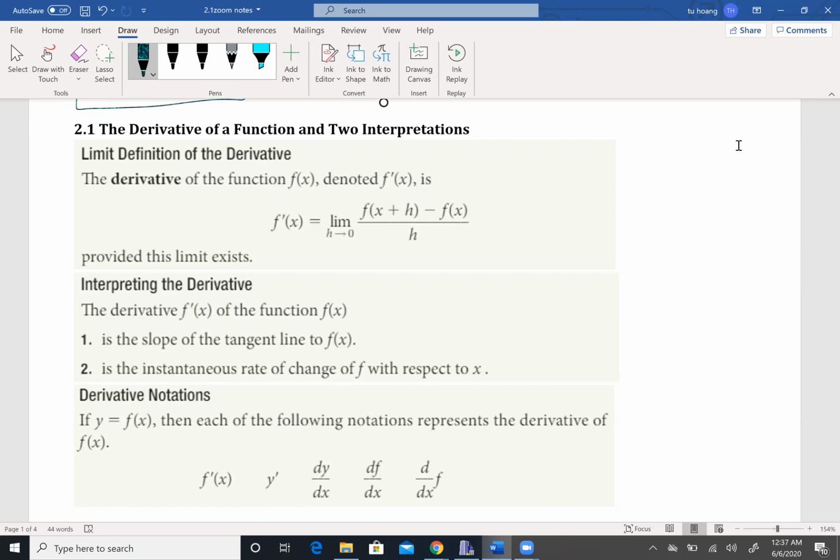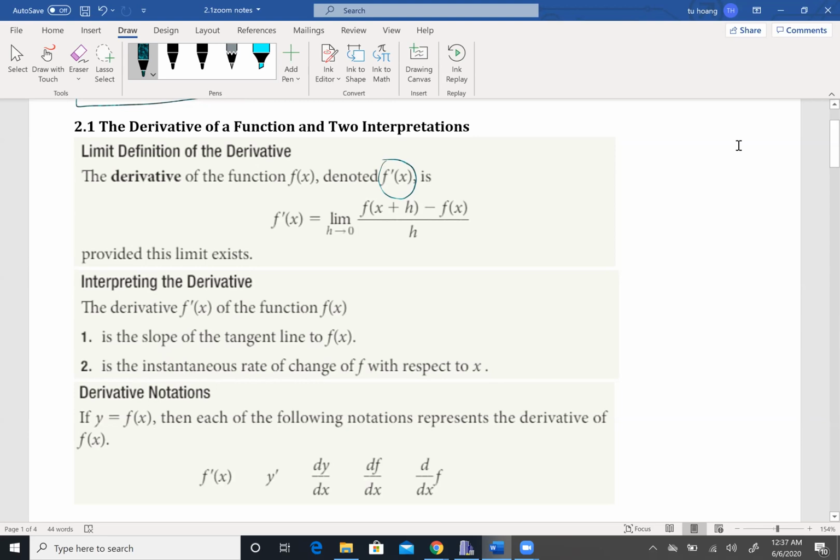In the limit definition of the derivative, I can say the derivative of the function, denoted by f'(x), is f'(x) equal to the limit of f(x+h) minus f(x) over h, as h approaches 0, and the limit has to exist. So you see that it's exactly the instantaneous rate of change formula.